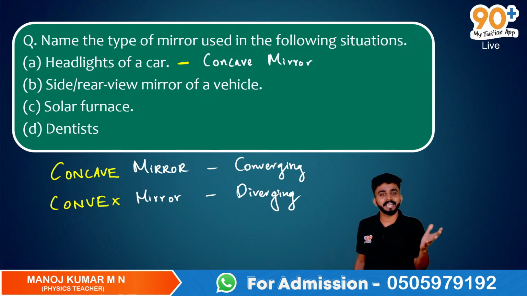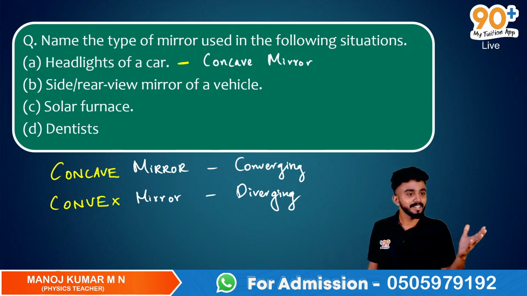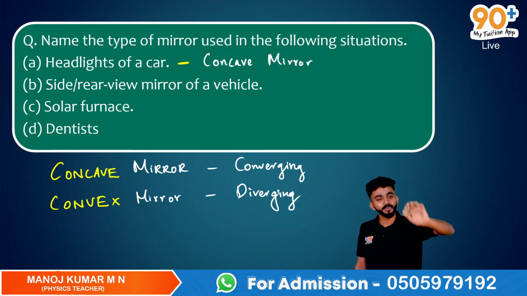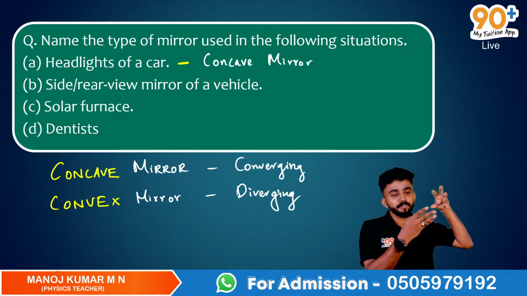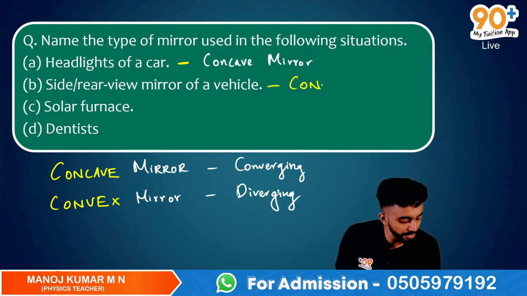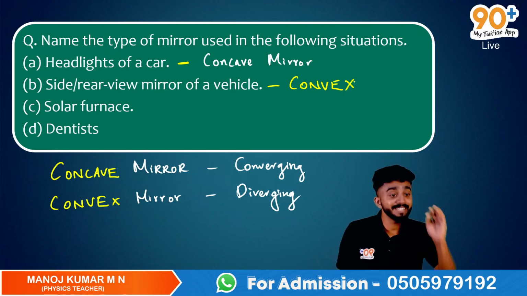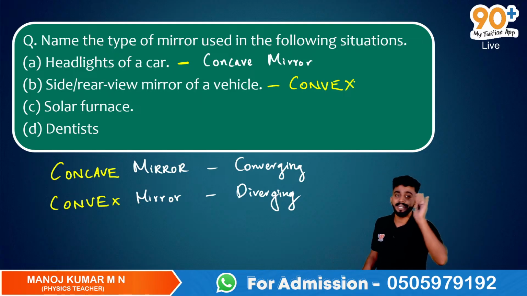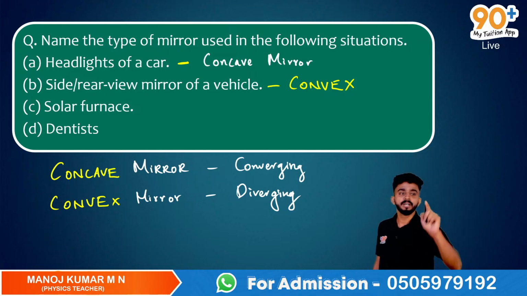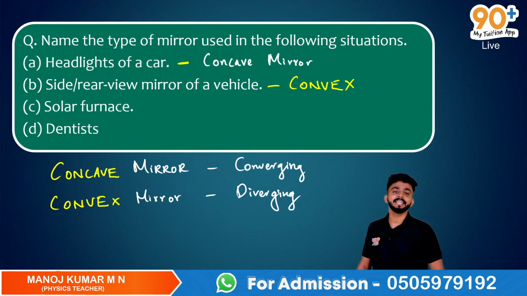We can't use a concave mirror, isn't it? We need to use a convex mirror to get a wider view. All these views should be focused on a mirror. So it should be convex for sure. So please don't forget this, guys. Very, very important. Side or rear view mirror of a vehicle is not concave. You have commented wrong. Please do correct it. It is not other than a convex mirror. Keep this in mind. Very, very important.